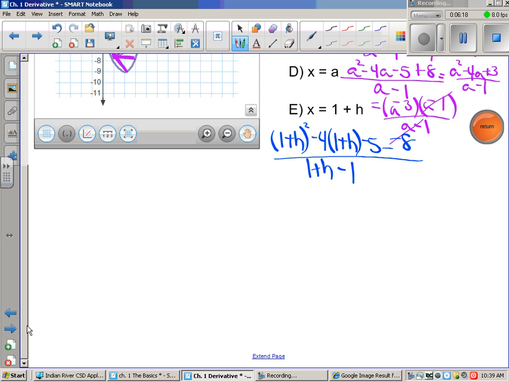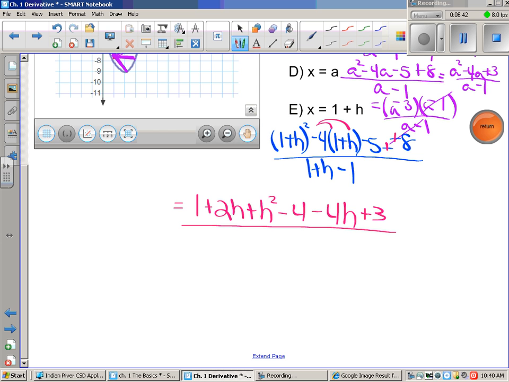Okay, so I have 1 plus h squared. We're going to multiply that out. Again, like we learned last year, let's try and keep in mind how to do that mentally. We would have 1 times 1. You'd have 1h and 1h, which makes 2h plus h squared. Now we're going to distribute that negative 4 through. So I have negative 4 minus 4h, negative 5 and minus a negative 8. Again, that's going to give you that positive 3. In the denominator, the 1's end up canceling out, leaving us with h.